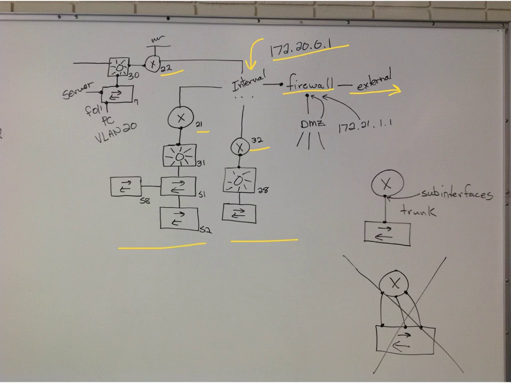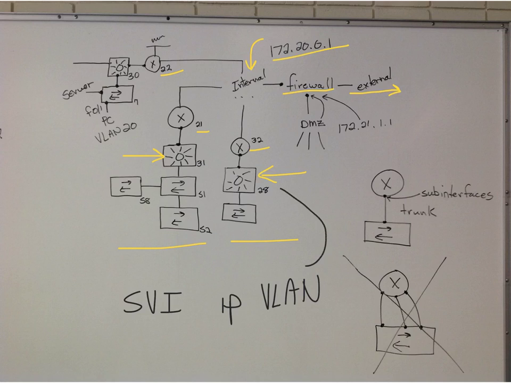And this was a start of configuring switched virtual interfaces. We can assign IP addresses to VLANs inside those multi-layered switches. And we had a couple scenarios here in which the students were connecting. We had VLAN 20 here as an example, and this was switch 30.